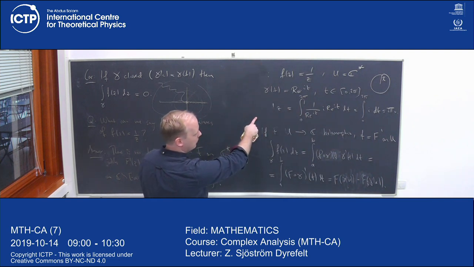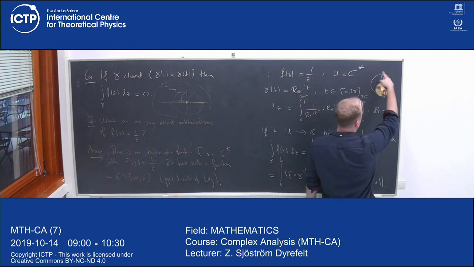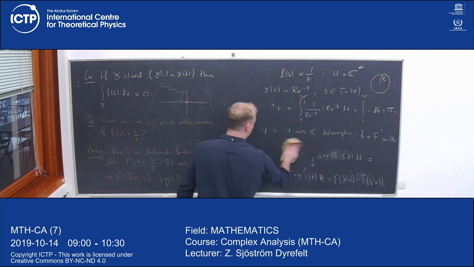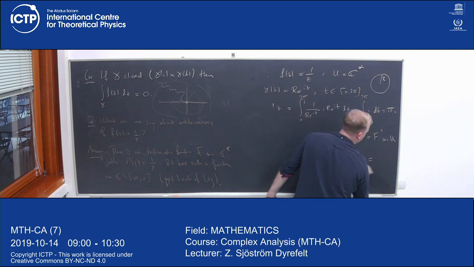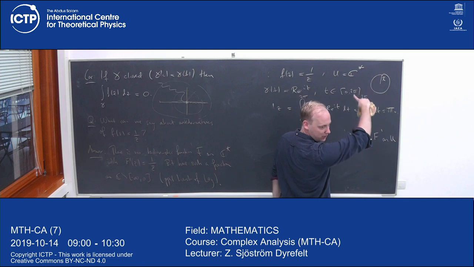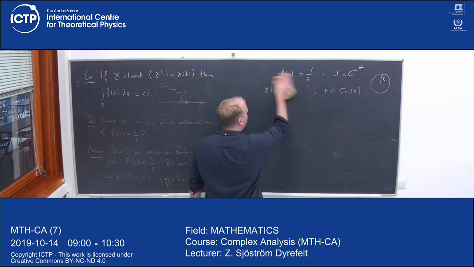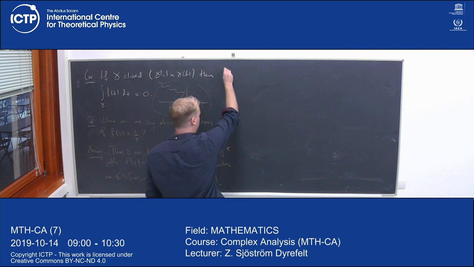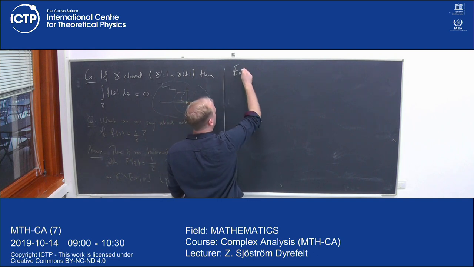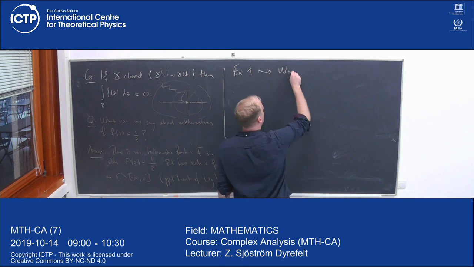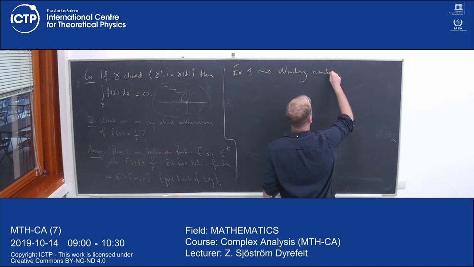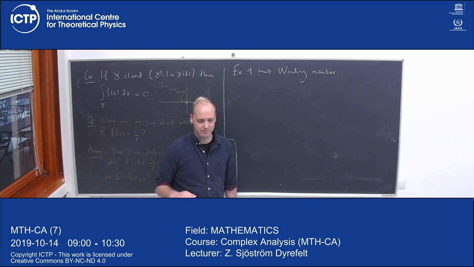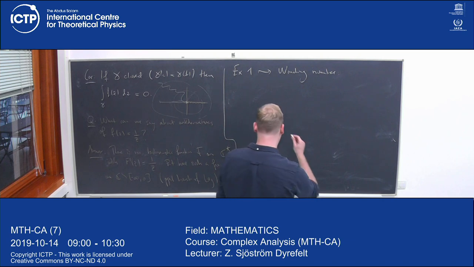Okay, before I erase, let's look at this thing. So I have this curve going around here, and it became 2 pi i. So we should remember this, because this is related to the number of turns that this circle makes around zero. So what I'm saying is that by generalizing this example one, we are led to the notion of winding number. And winding number means simply the number of turns that a curve makes around a given point. So you will see what this means. Hopefully, I will explain.